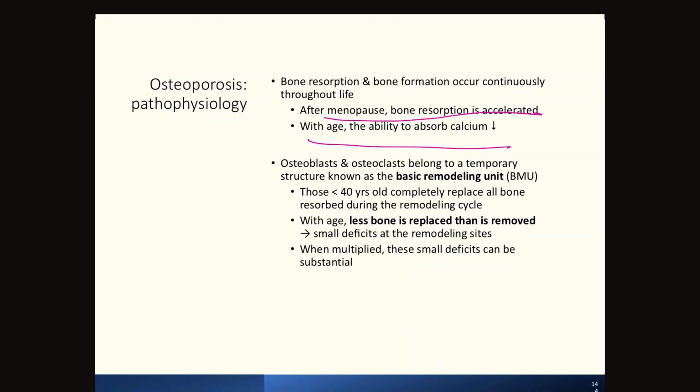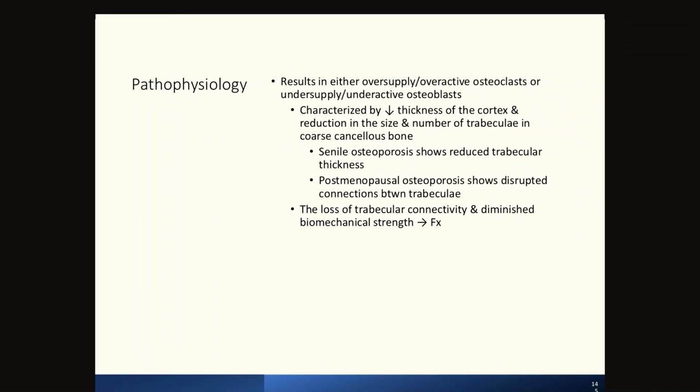The bone remodeling unit just refers to we have osteoclasts and osteoblasts. As long as their activity for both of them is equal, our bone will remain stable. Obviously, with age, less bone is replaced than what is removed, so your bones get more brittle. So either we get an oversupply, overactive osteoclast, or undersupply, underactive osteoblast. The result is lack of bone mass. Either we're not making it, or we're too fast in removing it. The concentration is going to go down.